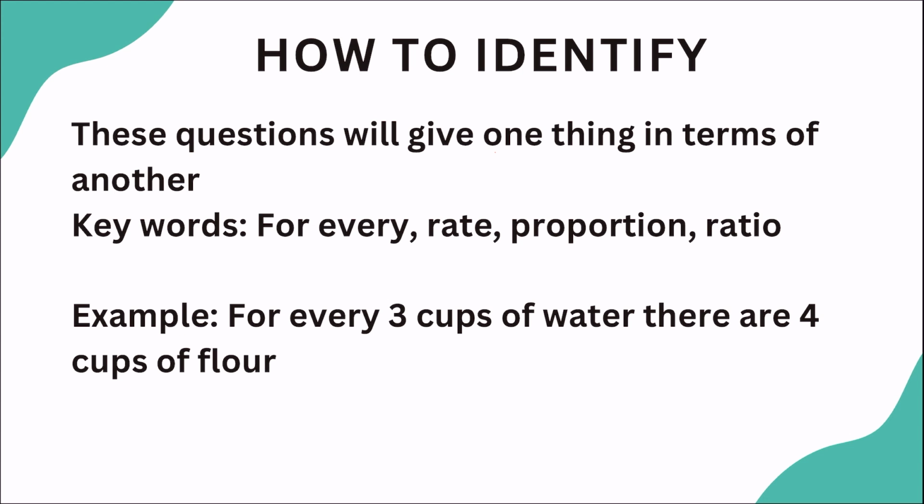So how do you identify this concept? Well, these questions are going to give you one thing in terms of another. And keywords that are really going to point them out are going to be words like forever or for every, rate, proportion, ratio. So if you see any of these words, it's a good chance it's this concept. An example of what it might look like is for every 3 cups of water, there are 4 cups of flour. And so in this example, we have this for every.